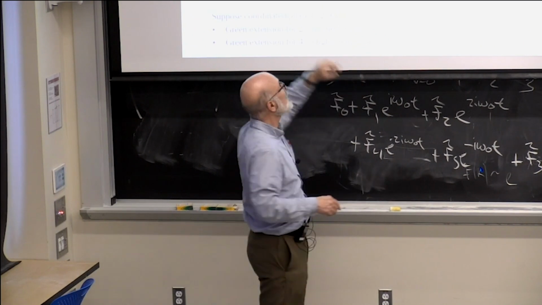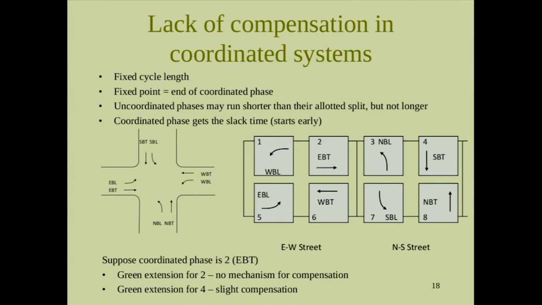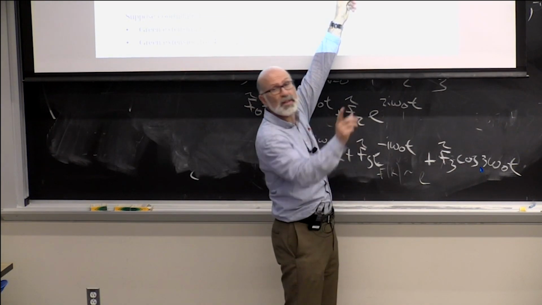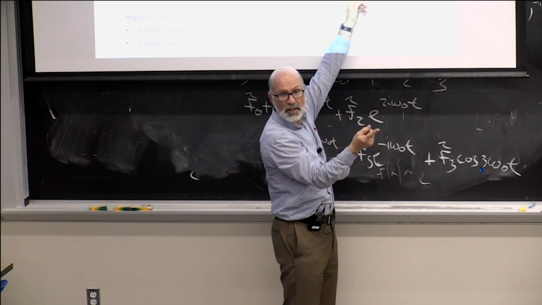But when I say it's coordinated, what I mean is phases 2 and 6, those are the coordinated phases. And the cycle goes from the end of 2 and 6 until the next end of 2 and 6. And that is a fixed amount of time. So if it's a 110-second cycle, it's always 110 seconds from this point till when it comes around again.